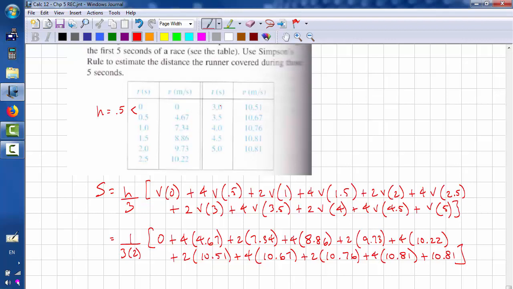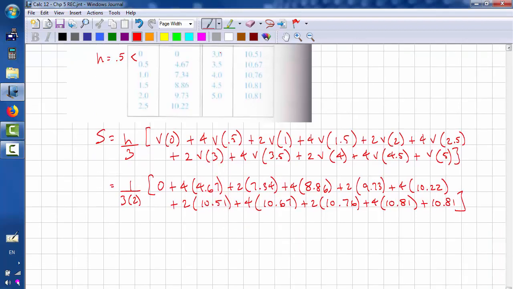And I've copied this down for you so you don't have to copy it. S equals h over 3, first data point, 4 times the second data point, 2 times the third data point, 4 times the fourth data point, and so on, and adding up the last data point. Okay, and we just substitute the values in. And we plug it in on the calculator, we get 1/6, and the sum is 268.41. And that equals 44.735 meters. Don't forget your units.